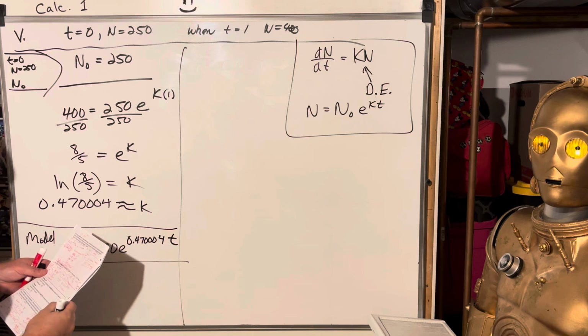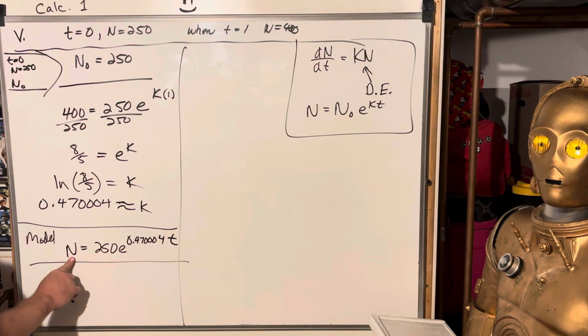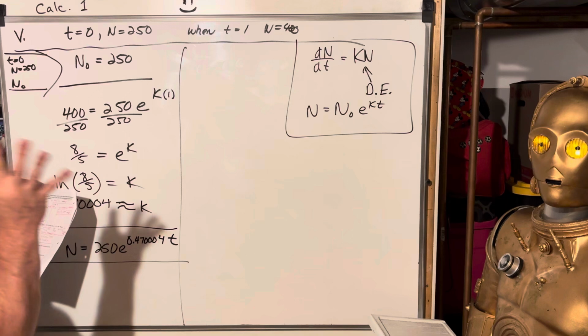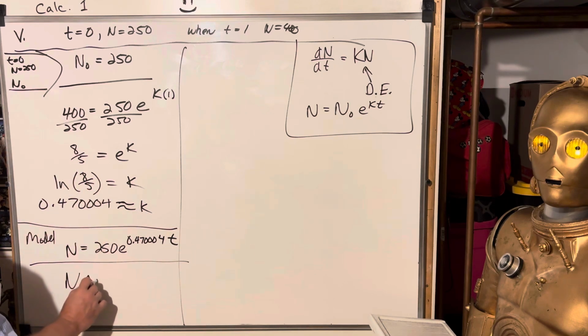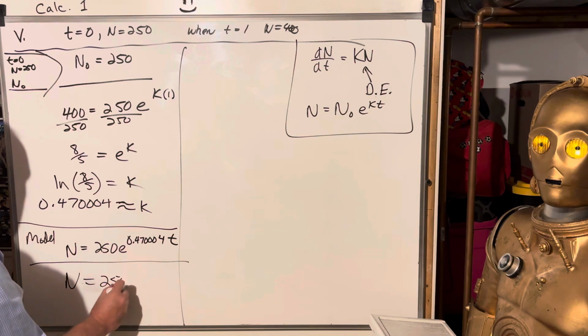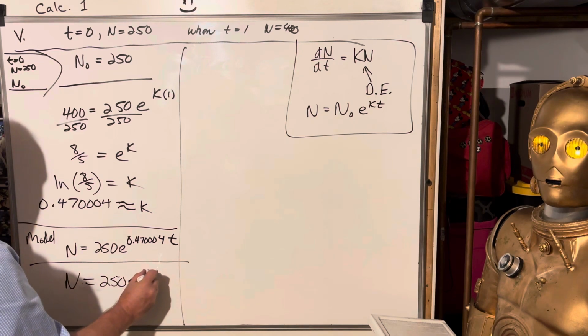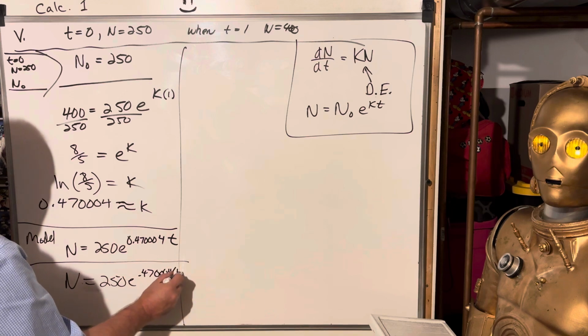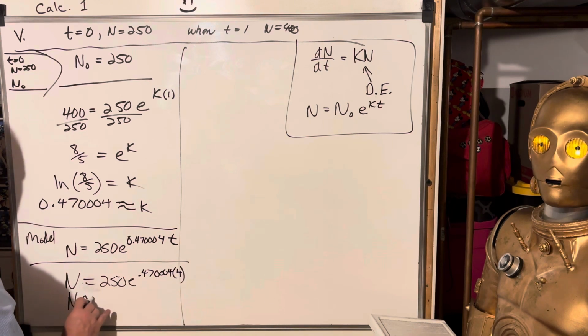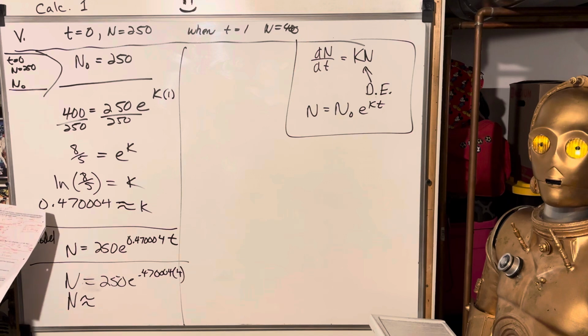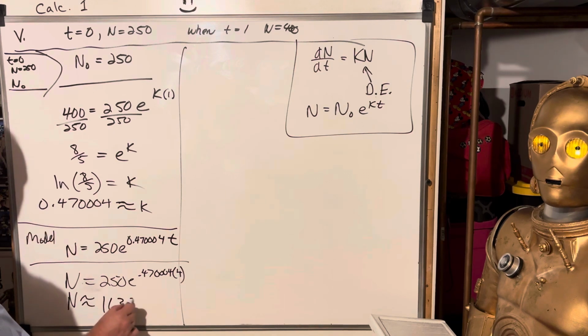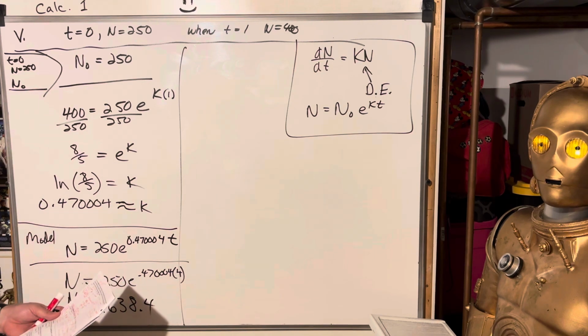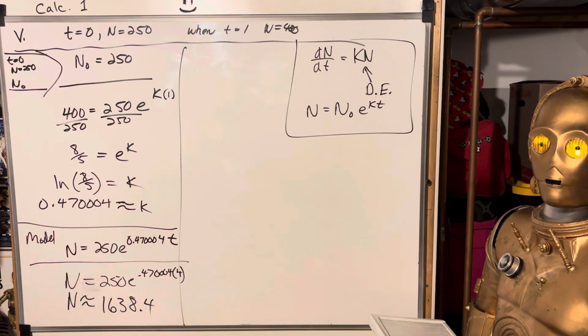All right, and then find n when t is 4. So this will be equal to 250e to the 0.47004 times 4. And then when you put that in, that kicks out about 1638.4. I don't think they told us what units we're working with. You could just say units.